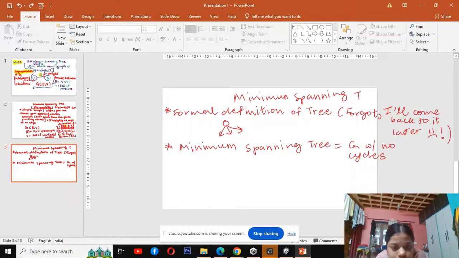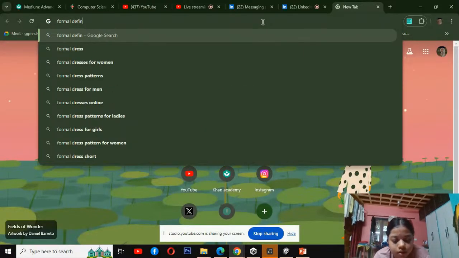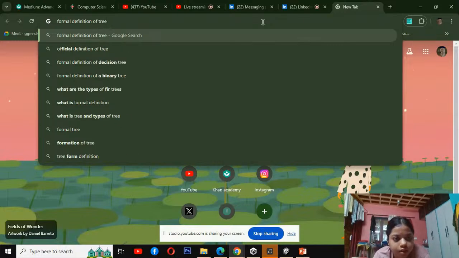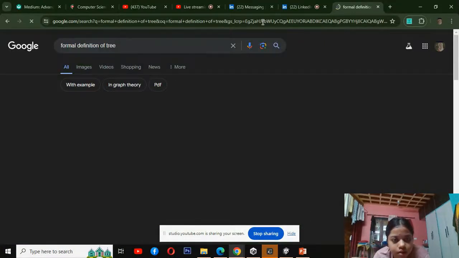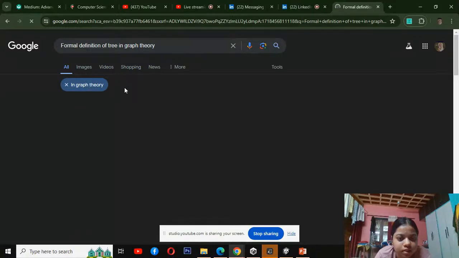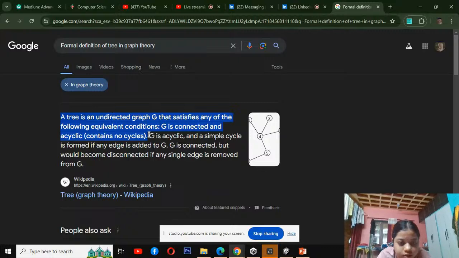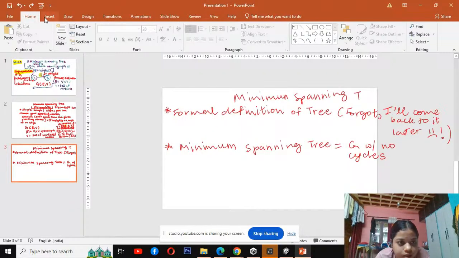Wait, I should just Google it up. Formal definition, tree. Oh no. In graph theory, I must say, it's an undirected graph that satisfies any following equivalent conditions. G is connected and acyclic. There are no cycles. It's connected and there are no cycles. So what I'm going to do is I just copy and paste it right here as text.